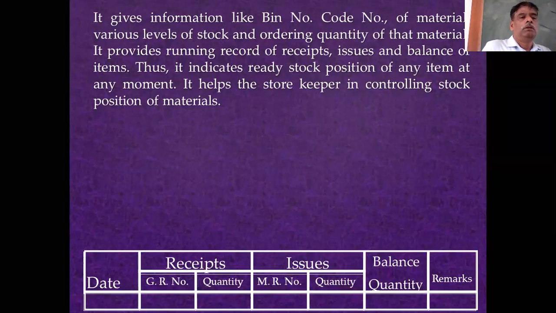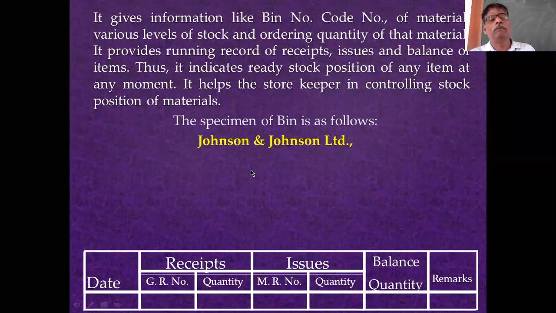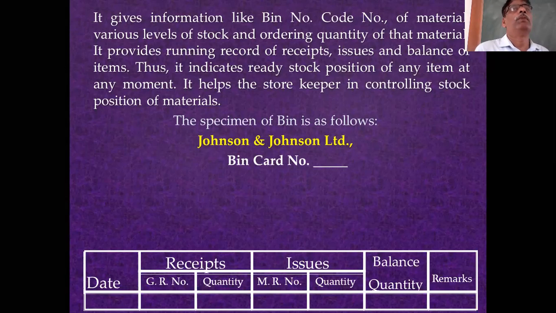So the bin card should contain details regarding the material kept in the bin and its quantity. This is the specimen of a bin card regarding Johnson and Johnson Company. Bin card number: you write the heading bin card number. For every bin there is a number. In the same way, for the bin card also there is a number. Bin number itself is the bin card number. Don't put different numbers for bin and bin card, otherwise it will confuse you.